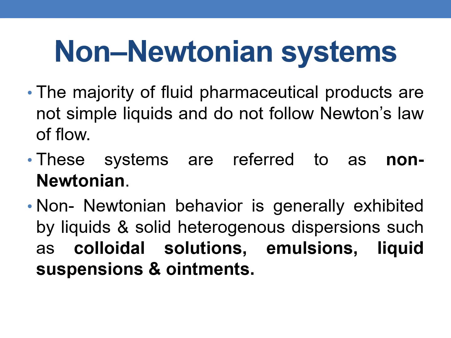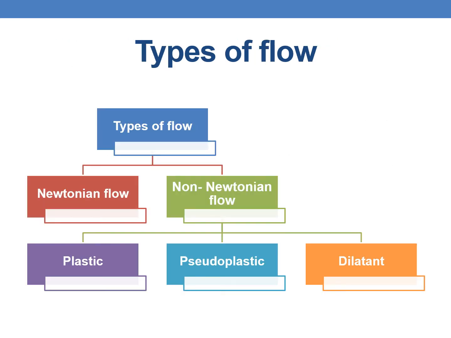The majority of pharmaceutical products are not simple liquids and they do not follow Newton's law of flow, and these systems are termed non-Newtonian systems. Non-Newtonian behavior is generally exhibited by liquids and solid heterogeneous dispersions such as colloidal solutions, emulsions, liquid suspensions and ointments. Coming to the types of flow, there are broadly two categories: Newtonian flow, which follows Newton's law of flow, and non-Newtonian flow, which does not.